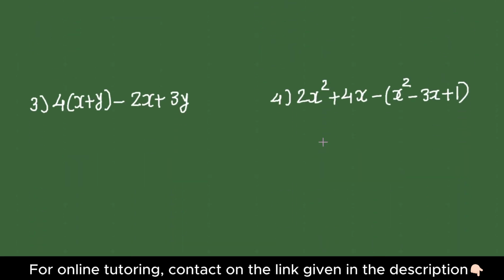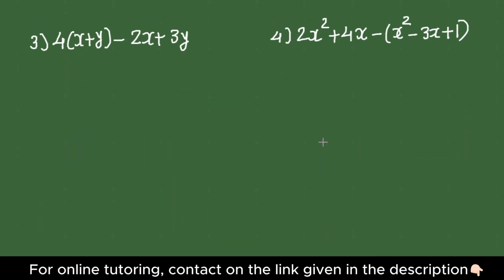Now let us see two more questions. The first one is 4 times (x plus y) minus (2x plus 3y). Here also we need to multiply the 4 with the bracket x plus y. So 4 times x would be 4x. After then we have a plus sign. Then 4 times y is 4y, minus 2x plus 3y as it is.